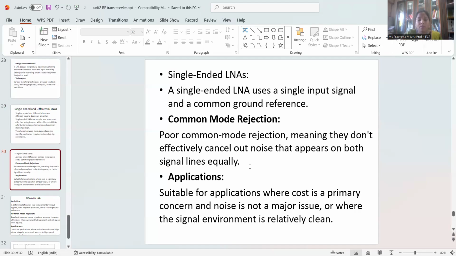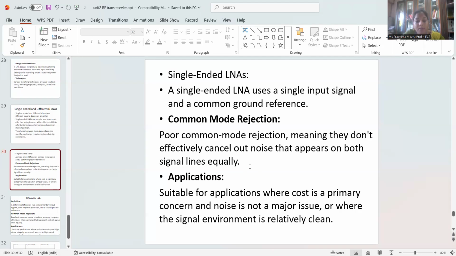This is common mode rejection. Common mode noise is noise that appears equally on both the signal line and the grounded reference, at the signal line or the reference ground layer. Since a single-ended LNA processes only a single path, it cannot effectively cancel this noise. But a differential LNA will cancel it.